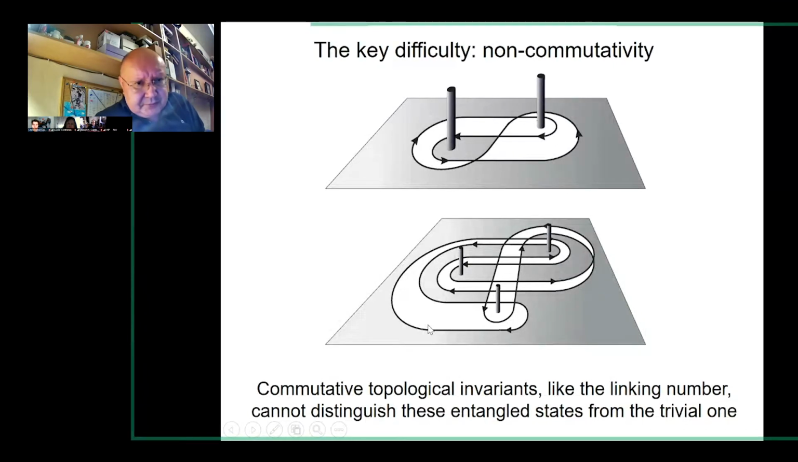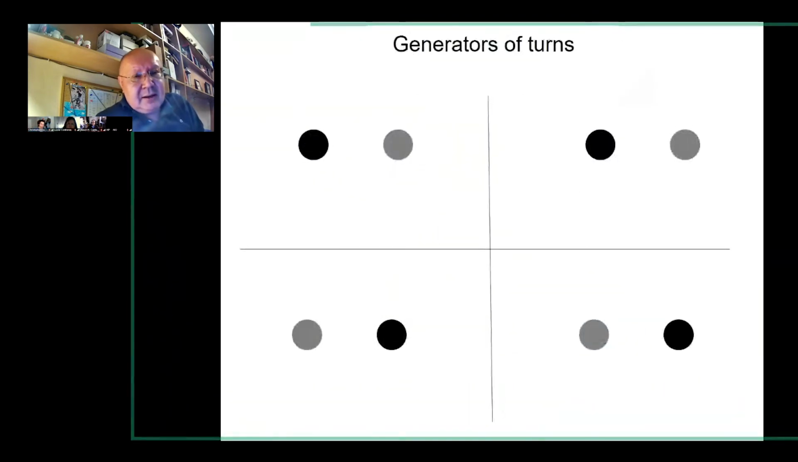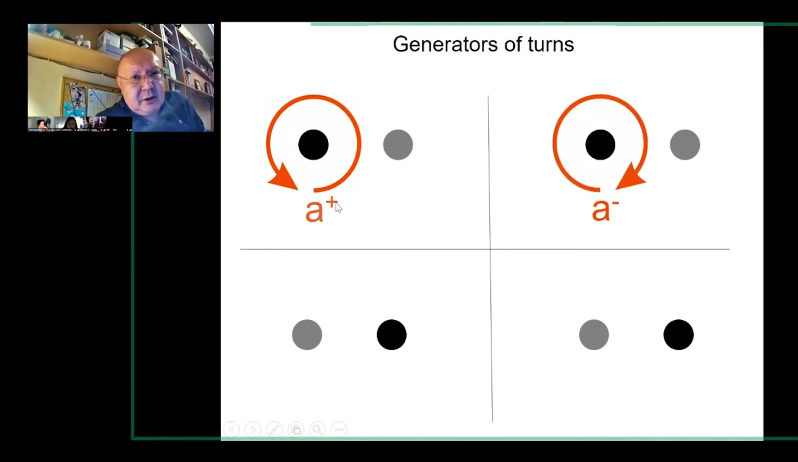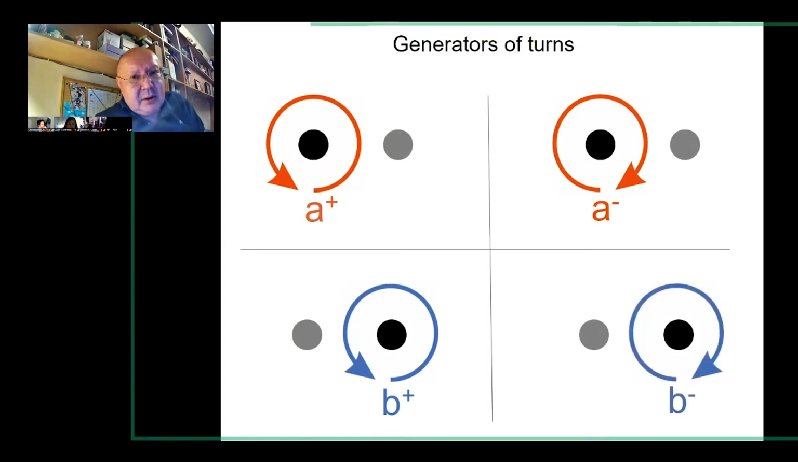Now let us try to do some mathematics behind this. Consider the situation when we have only two obstacles, two points, and we can introduce generators of turns around the first one, clockwise or in the opposite direction, or the same for the second obstacle, clockwise or anti-clockwise. So you have four letters, and then you have commutation relations between them.